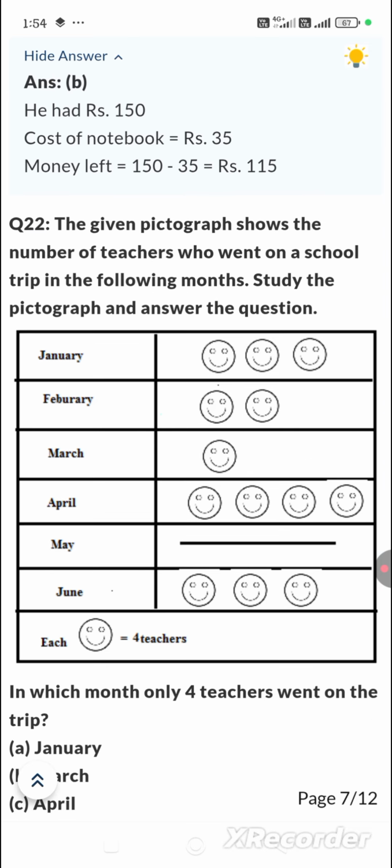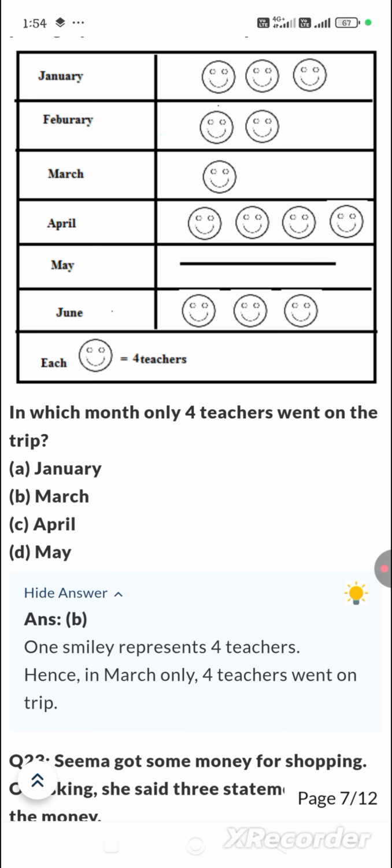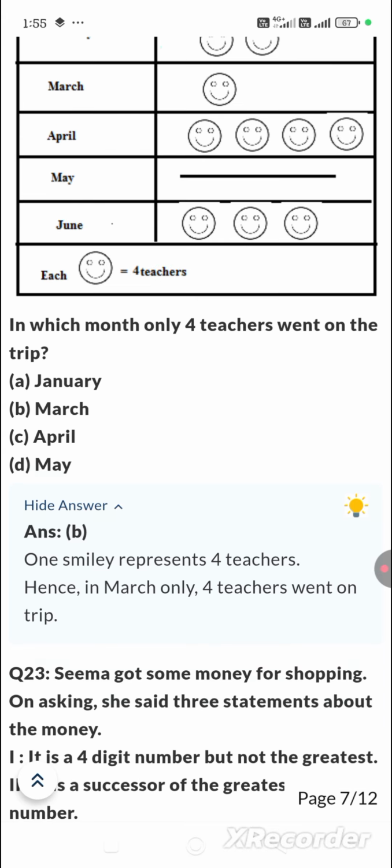The given pictograph shows number of teachers who went on a school trip in the following months. Study the pictograph and answer the question. Each smiley represents 4 teachers. In which month only 4 teachers went on the trip? Answer is option B. One smiley represents 4 teachers. Hence, in March, only 4 teachers went on the trip.